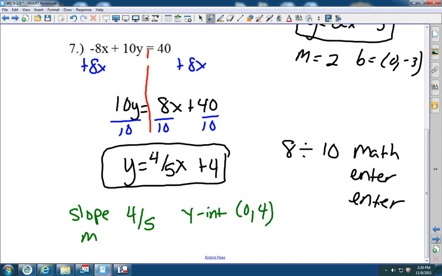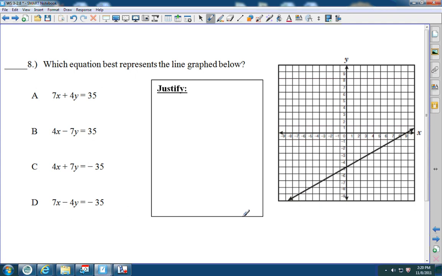Here's the next one. It says, which equation best represents the line graph below? If you haven't done this, pause the video and then come back and see how you did. First off, I would go right here, and I see 1, 2, 3, 4, 5. I see that my y-intercept is (0, -5). I know my slope has to be positive because it's going up.